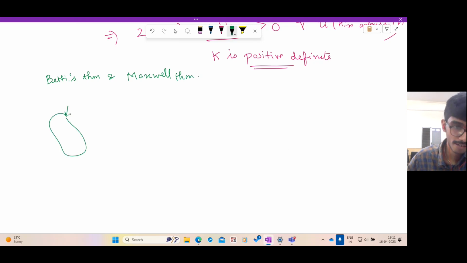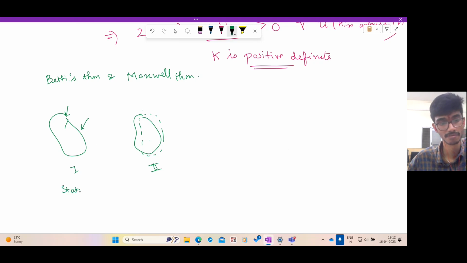If you see what they say, if you have a body subjected to some loads and the same body subjected to some displacement field, this is system 1, this is system 2. Betti's theorem states that the work done by the forces on this body on the kinematically admissible displacement field in body 2 is the same as the work done by the forces in body 2 on the displacement field in body 1. So this is a statically admissible force field. What is a statically admissible force field?